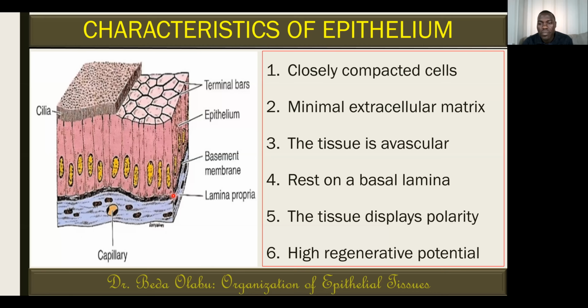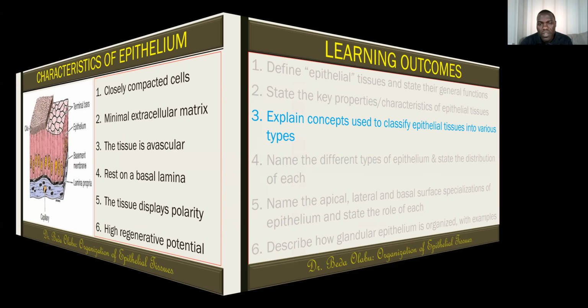Last but not least, epithelial tissues display high regenerative potential. It means that the cells have the capacity of cell division, and for that matter, a bit faster compared to other tissues. Well, this is not unique to epithelium. There are other tissues that can also have high regenerative potential, and especially the connective tissues, some of them. All in all, these are the general properties of epithelial tissues.